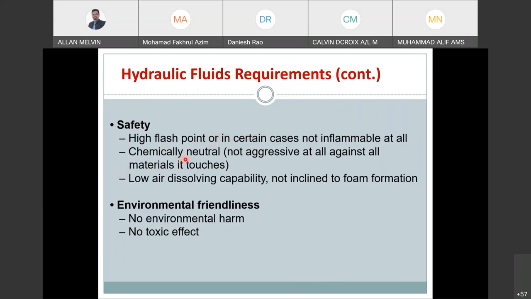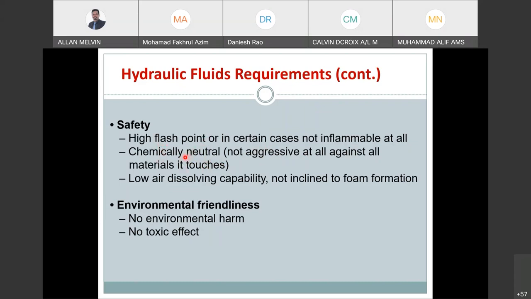So second, chemically neutral. So not aggressive at all against all material it touches. Chemically neutral means in certain cases your hydraulic pipe can leak. So the oil can go out of the pipe that you are using. So even in the event of a leakage, make sure it doesn't harm. So it's not aggressive. When it leaks, it can touch wood, can touch metal, it can touch our human skin or anything. Anything that it touches, make sure it's chemically neutral.